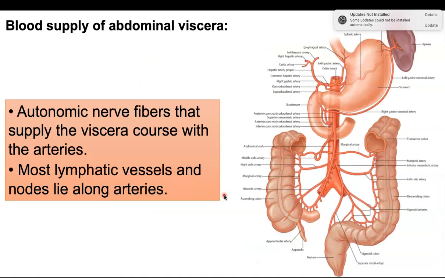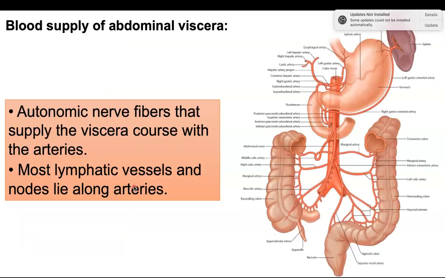Let me show you the marginal arteries. Here on this one, you can see all three arteries and their territories covered and their branches. This one is the celiac trunk, this is the superior mesenteric artery. Again, the third part of the duodenum is at the angle between the superior mesenteric artery and the aorta and inferior mesenteric artery. The autonomic nerve fibers in this area go along with the arteries, and the lymphatic vessels and nodes lie along the arteries as well.